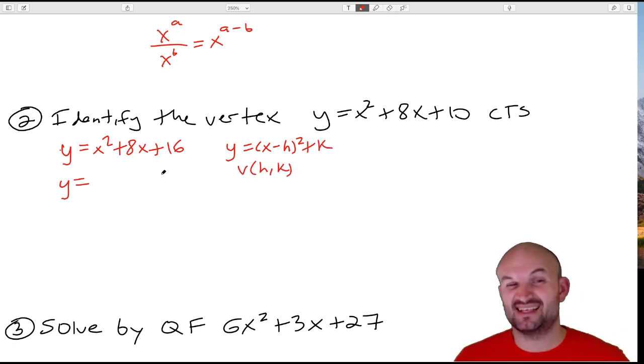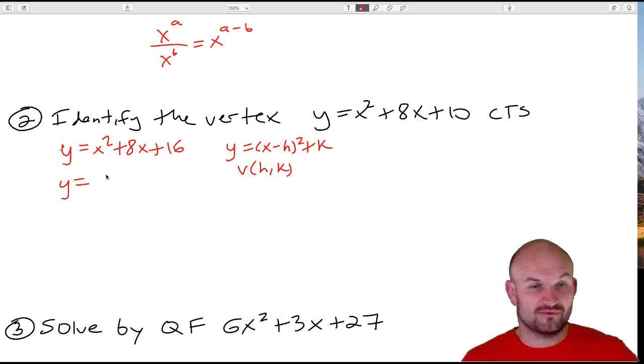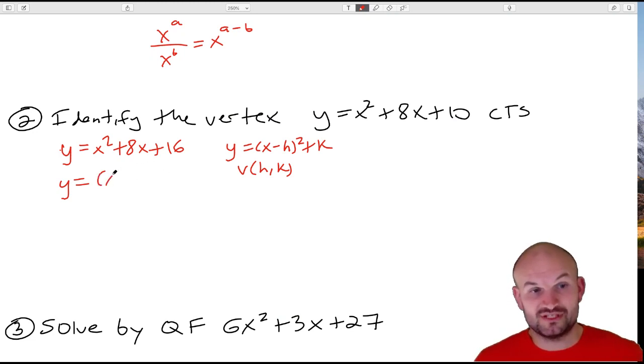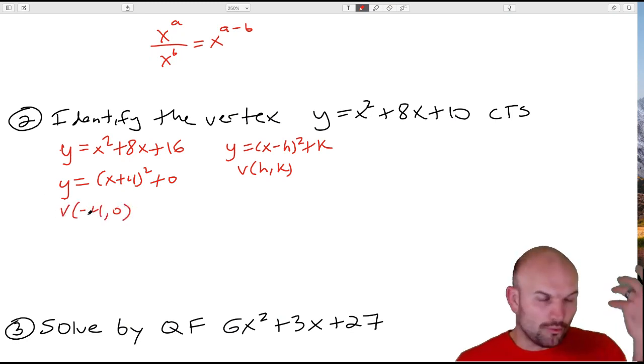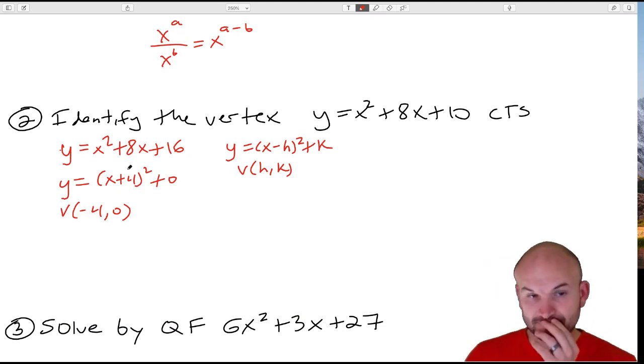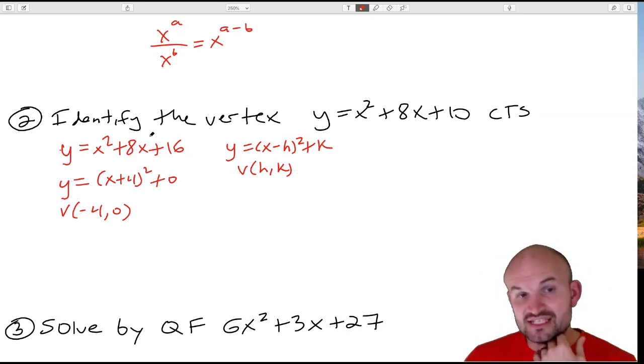So if I could rewrite this as a binomial squared, and actually this is factorable, into x plus 4 squared, right? And therefore you could say k would be 0. So now you can see that the vertex in this case would be negative 4, 0. But the whole point that I'm trying to bring to you is this is factorable. This is factorable into a binomial squared.